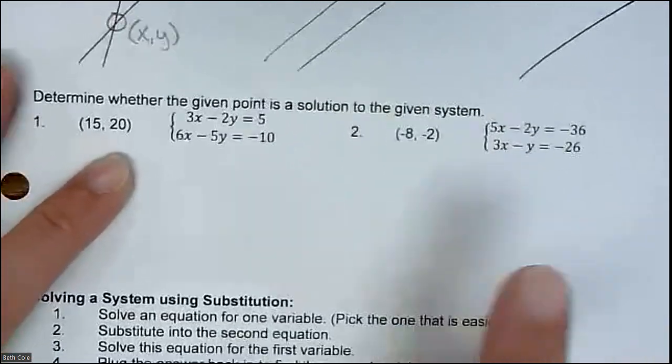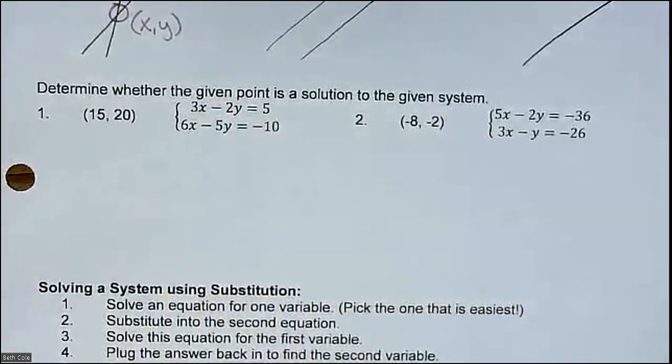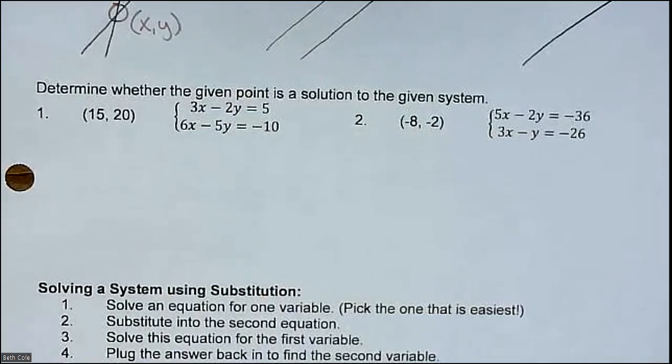So for 1 and 2, determine whether the given point is a solution. The answer is yes or no. So you got a 50-50 choice, like chance here.